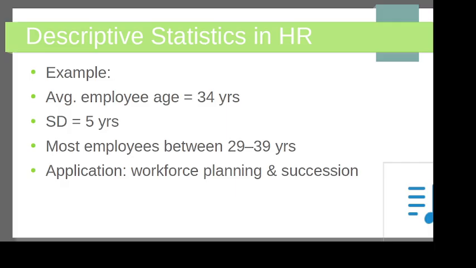For example, if the average age of employees in a company is 34 years, with a standard deviation of 5 years, this tells us most employees fall between 29 and 39 years. Such insights help HR plan workforce strategies, such as retirement or succession planning.